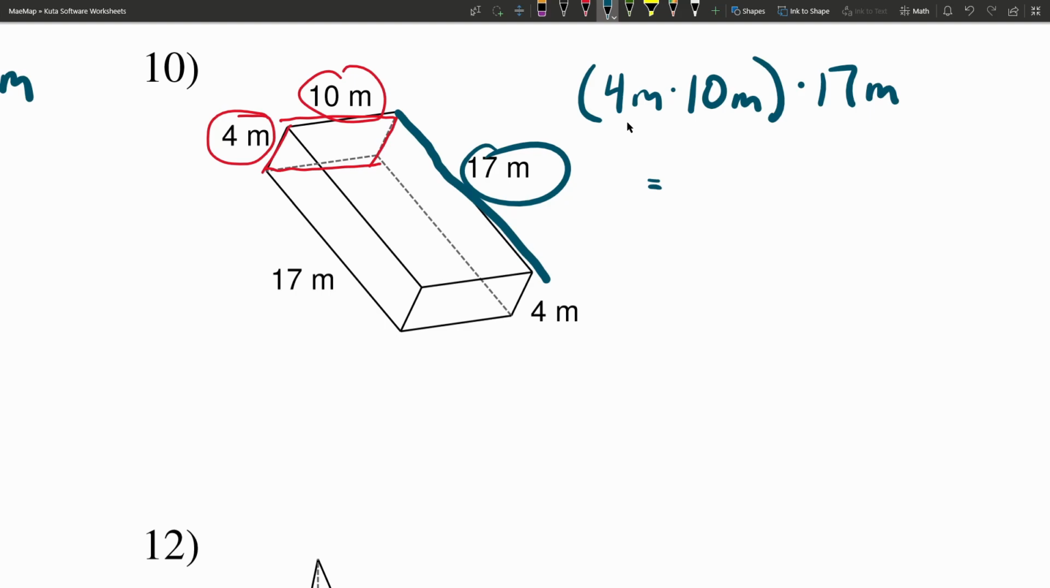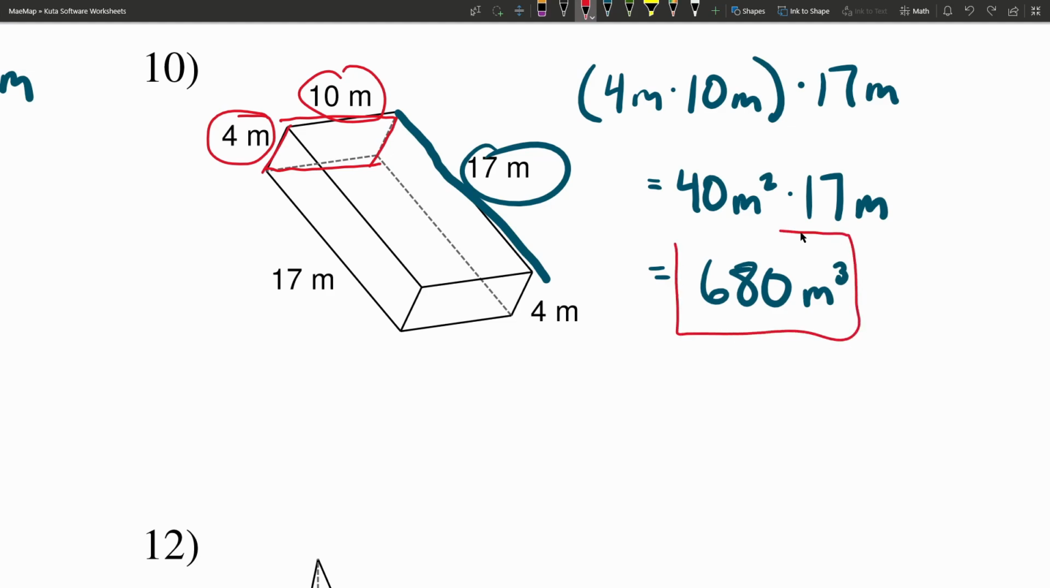Calculating this out, my area of my base, 4 meters times 10 meters is 40 meters squared, and that gets multiplied by 17 meters. 40 times 17 is 680, so this is going to be equal to 680 meters cubed as the volume of my rectangular prism.